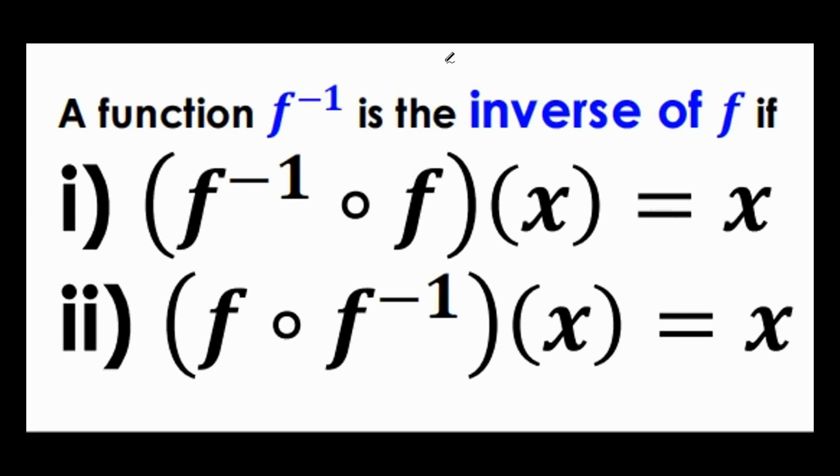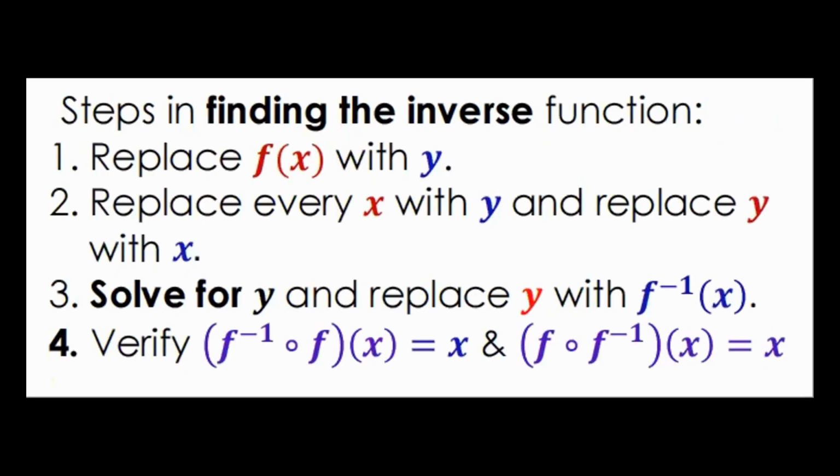We say that a function f inverse is the inverse of f if, for every x in the domain of f, f inverse of f of x is equal to x, and for every x in the domain of f inverse, f of f inverse of x must also be equal to x. The domain of f is the range of f inverse, and the range of f is the domain of f inverse. Okay?